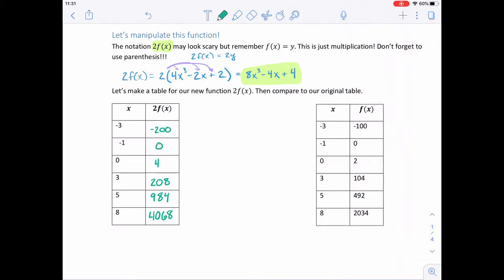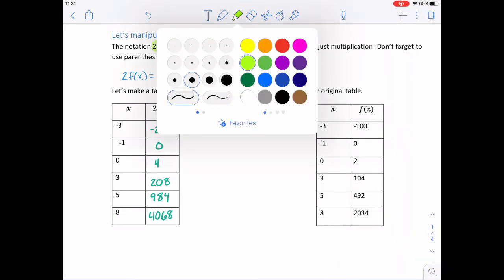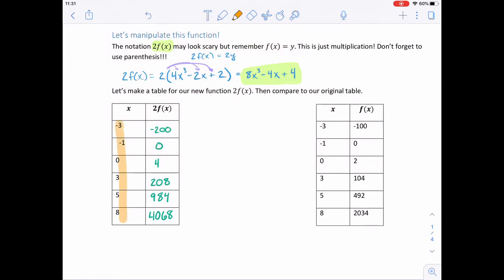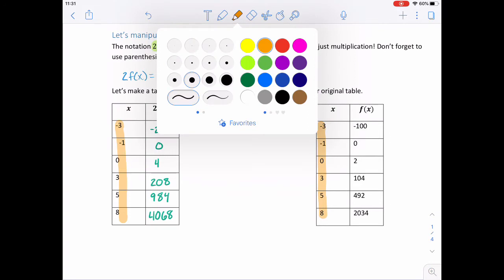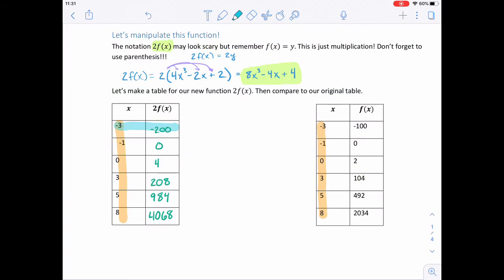So let's look between these two. So what do we see? So our x values are the exact same. They haven't changed at all, right? We sort of built it that way. For -3, instead of -100, we now have -200. If we look at -1, we still have 0. At 0, we have 4 now instead of 2. At 3, we have 208 instead of 104.